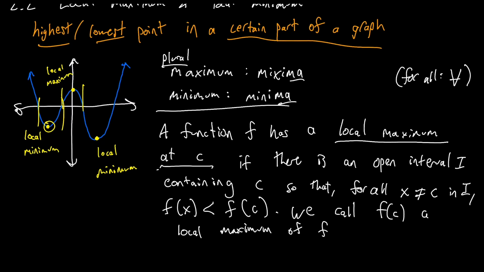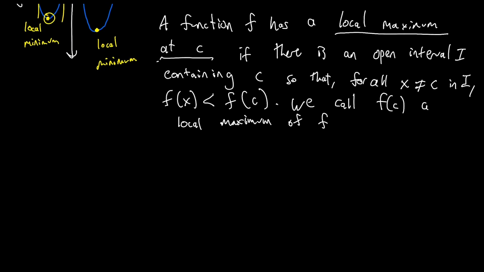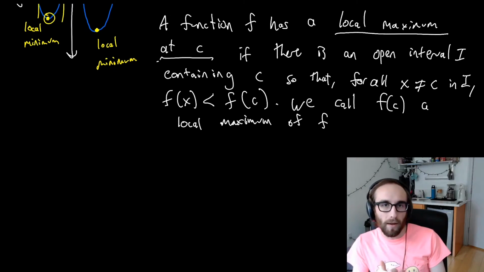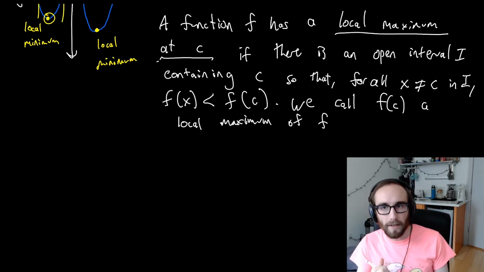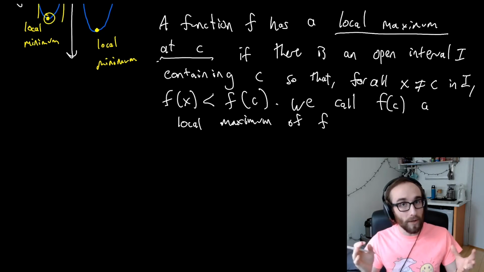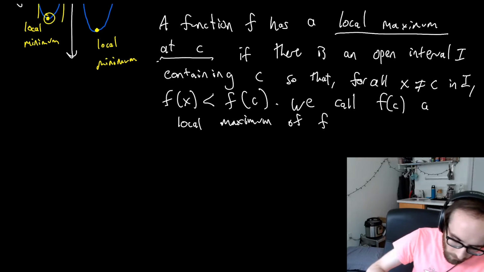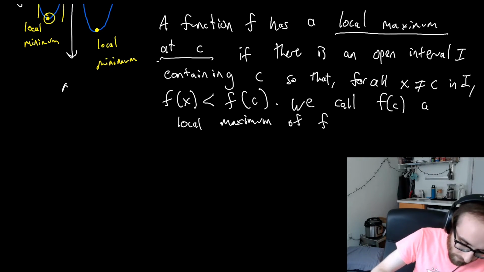Okay, so let's break this apart a little bit and see what these different parts of the definition mean. A function f has a local maximum at c if there's an open interval containing c, so that for any other x in that interval, the output is going to be lower. For example, looking at a different graph.